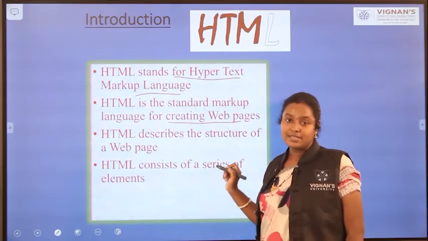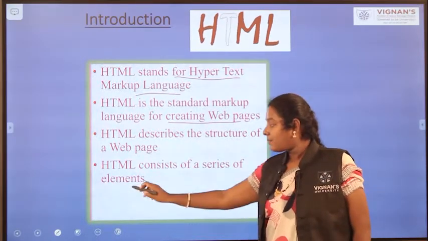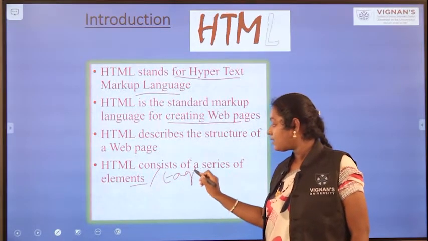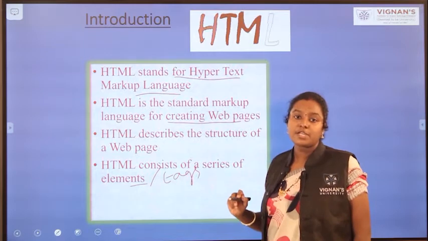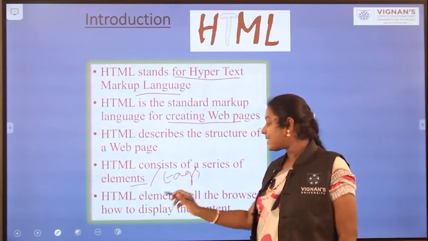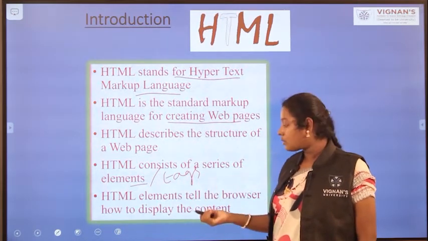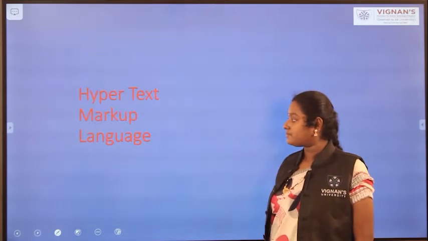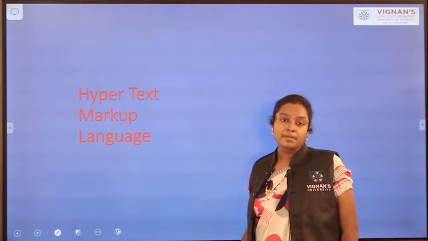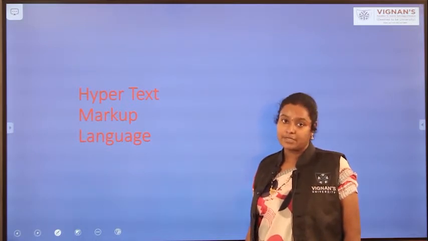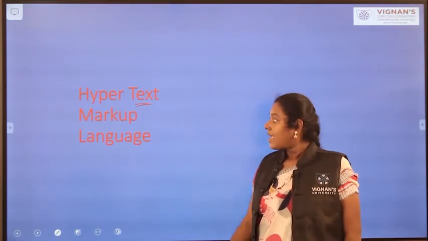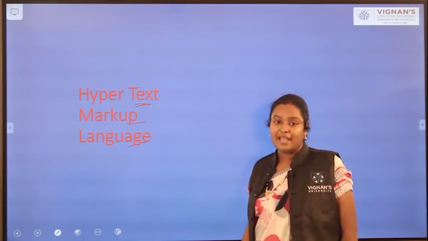HTML consists of a set of elements, which you can also term as tags. HTML tags are HTML elements. These HTML elements tell the browser how to display the content on the web page. Next, what is meant by Hypertext Markup Language? First of all, you are going to learn what is meant by hypertext and what is meant by a markup language.